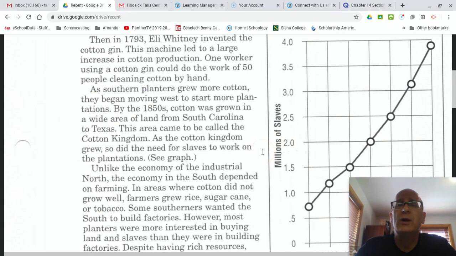There's going to be a video on the cotton gin that you'll need to watch. It's pretty fascinating. And there's going to be a video on the movement of slaves west as planters bought more and more land west. Slavery would be brought to these new territories as well.